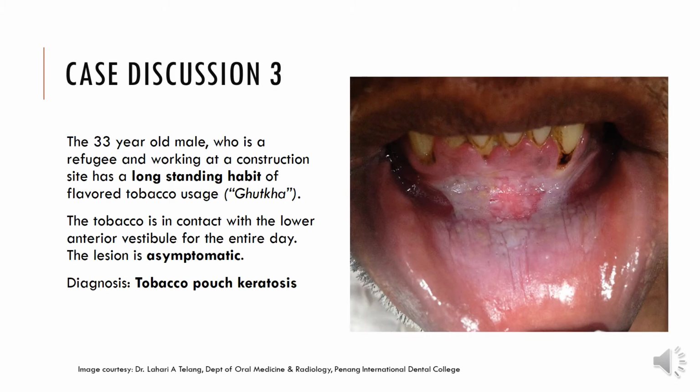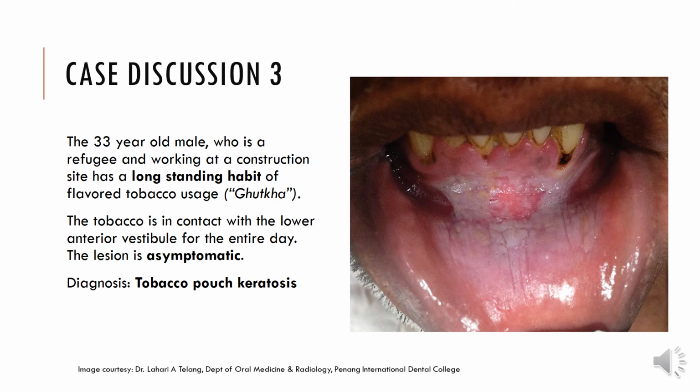Let's look at this case, which we had seen in our clinic a couple of years ago. A 33-year-old male patient who is a refugee, working at a construction site, has a long-standing habit of flavored tobacco usage. Flavored tobacco in some parts of the world, in South Asia especially, is called gutka. The tobacco is in contact with the lower anterior vestibule for the entire day. Generally, the patients keep it in their oral cavity for the whole day and keep chewing on it, and it apparently helps to act as a stimulant as well as reduces hunger.